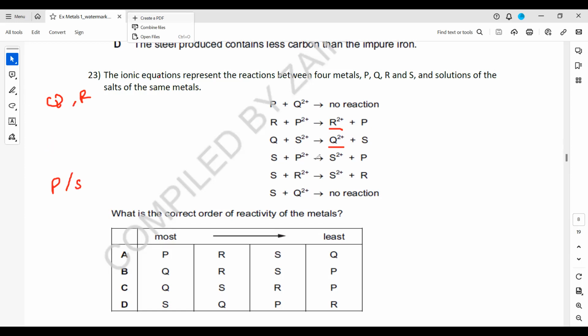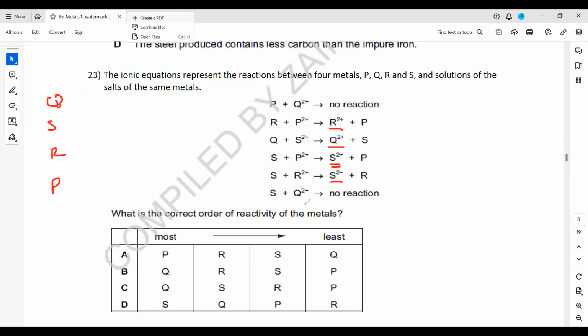Between S and P, which is more reactive? S, so it means S is more reactive. S should be above P. Between S and R, which is more reactive? S is more reactive. So S will be here and R will be here.